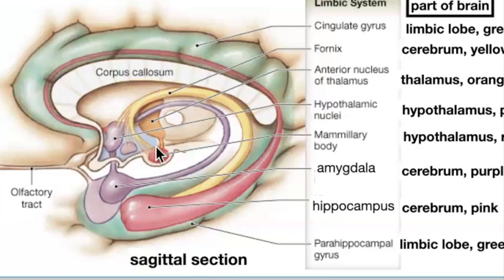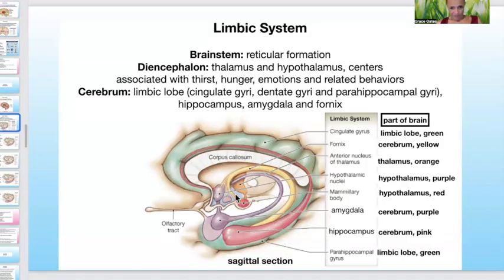goes from the hypothalamus, which here are the mammillary bodies, part of the hypothalamus, and here are other hypothalamic nuclei in purple, and the hippocampus. All right, so the fornix here, yellow, going from the hippocampus to the hypothalamus, which has the two parts, just nuclei shown in purple and the mammillary body shown in red.